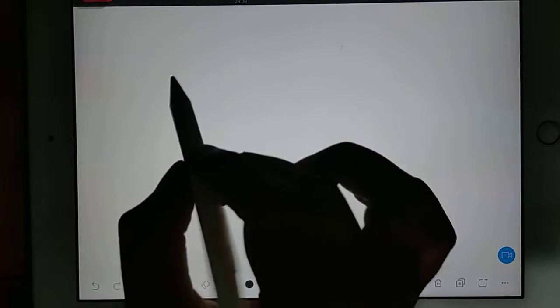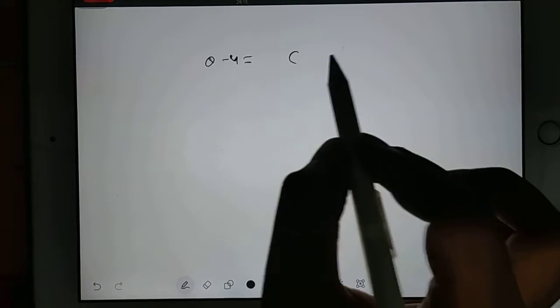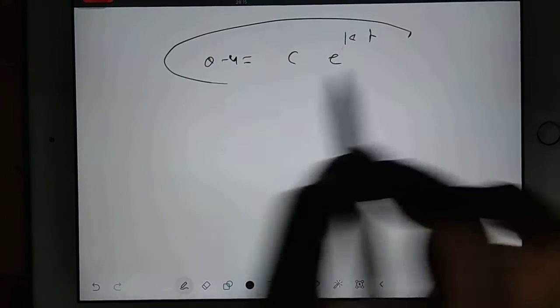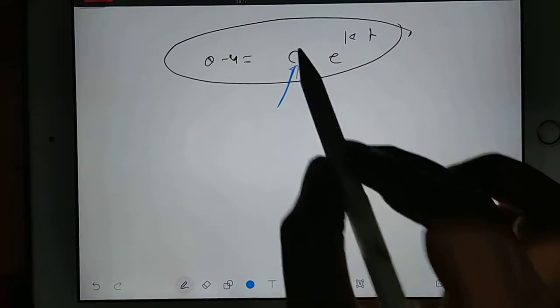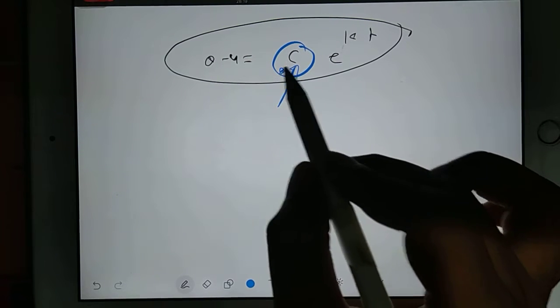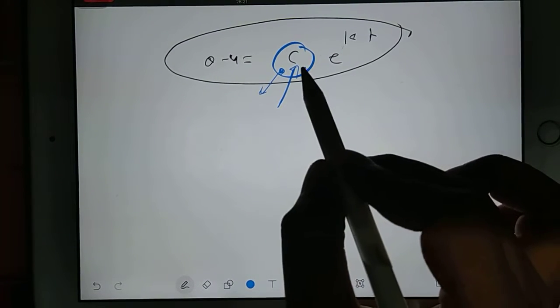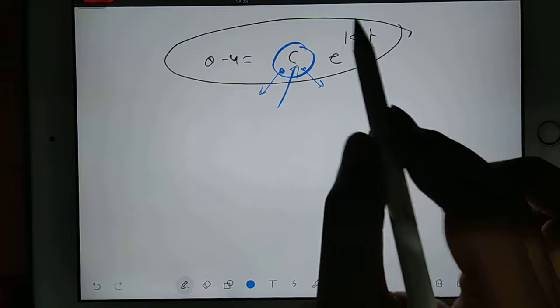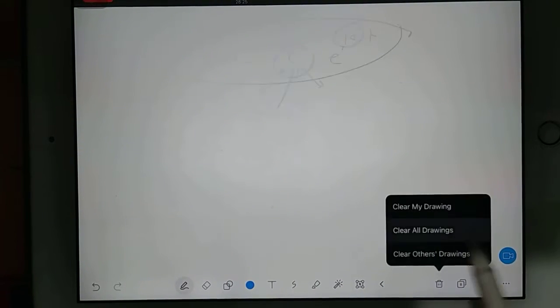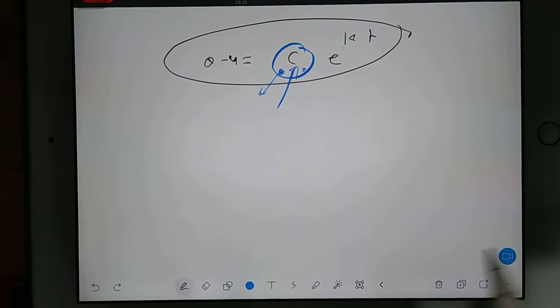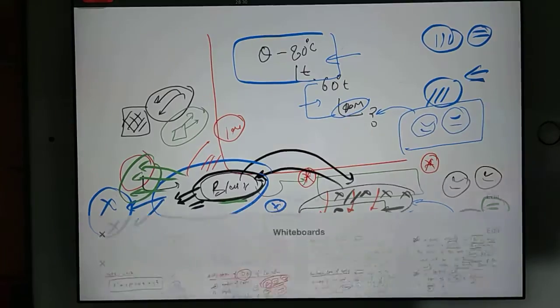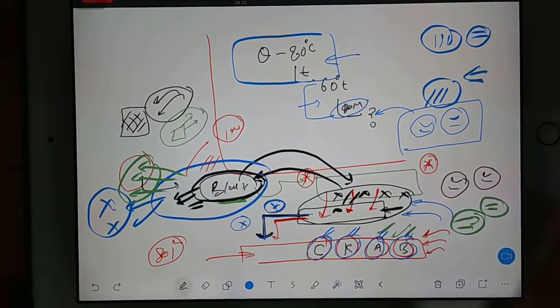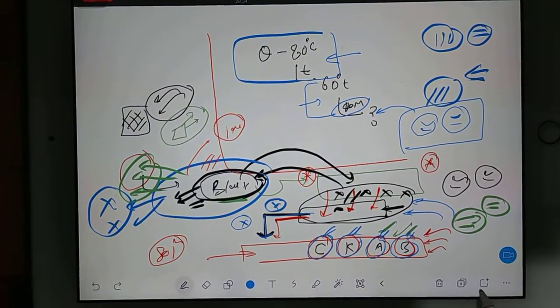For example, in the equation we just got, theta minus 40 is equal to c e power minus kt, this c will be representing some property. Either this property will be of the air or of the body itself. In the same way k also. This is how math and physics and everything is connected with the help of differential equations. Now we'll take one example for heat flow.